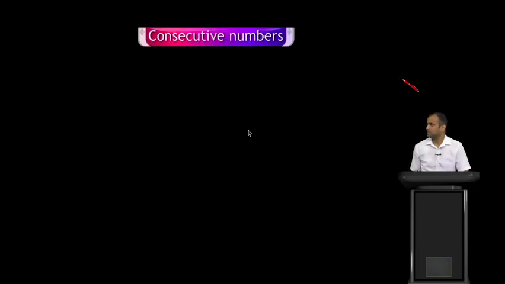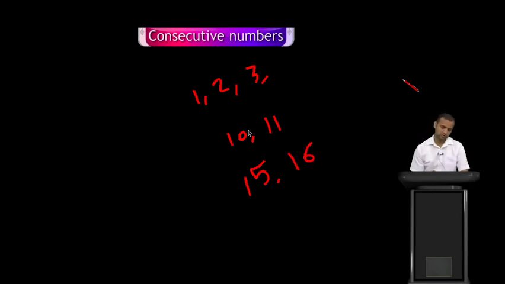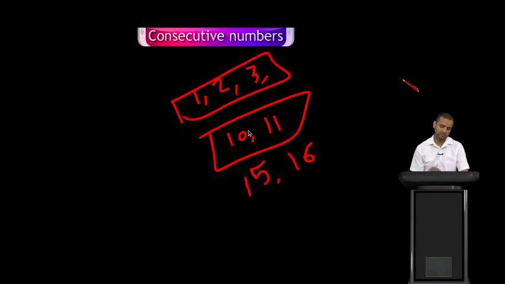Okay, now we have the consecutive numbers. What are the consecutive numbers? Like we have 1, 2, 3. What is the consecutive of 10? Good, it is 11. What is the consecutive of 15? Yes, it is 16. So these are called consecutive numbers.